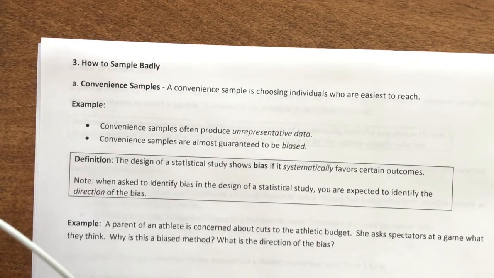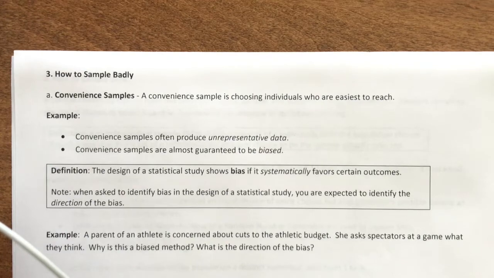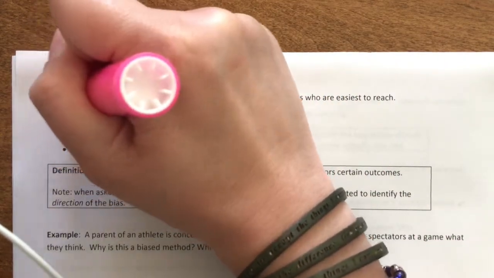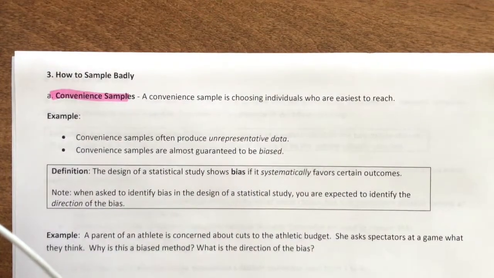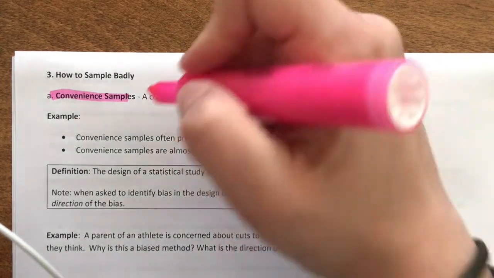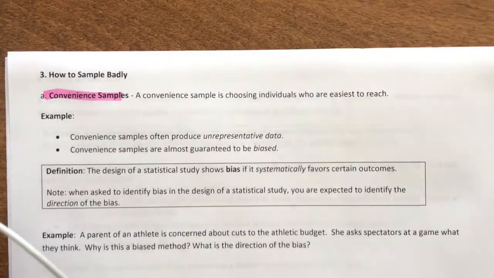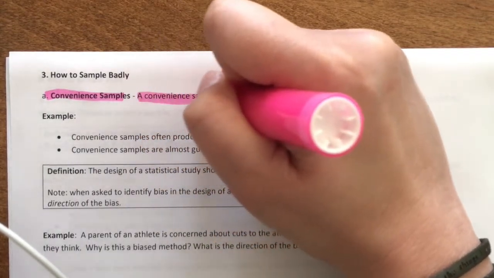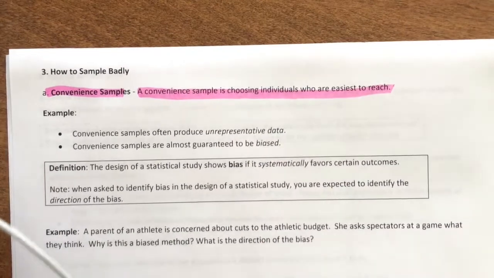One of the ways in which we can sample badly is by using a convenience sample. So again, definitions are important. What is a convenience sample? It's just like it sounds. You're choosing individuals that are easiest to reach. It's out of convenience. That's how you're selecting your sample.